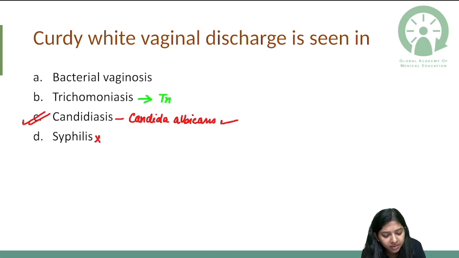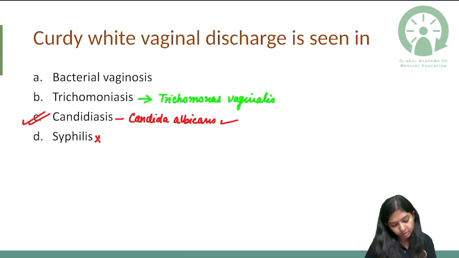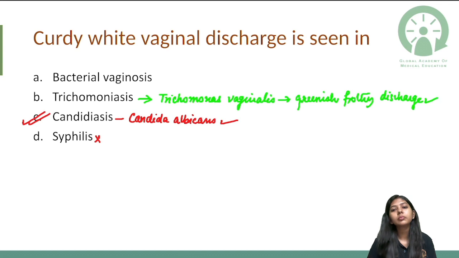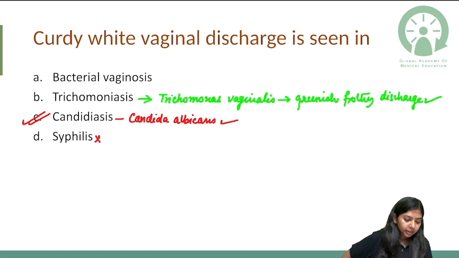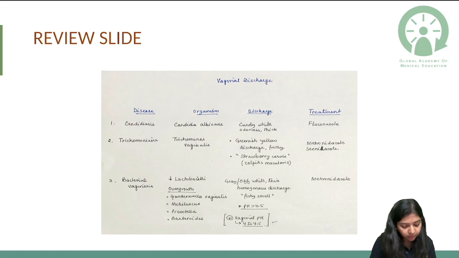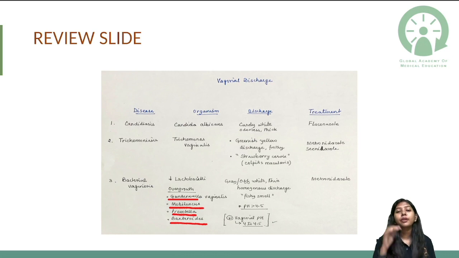Trichomoniasis is caused by Trichomonas vaginalis. You have a greenish frothy discharge here, okay? Right? And bacterial vaginosis is because of an imbalance in the commensal flora. If you have an overgrowth of Gardnerella, Mobiluncus, Prevotella and Bacteroides, and there is a decrease in lactobacilli, it leads to bacterial vaginosis. There is no inflammation here, hence it is called vaginosis and not vaginitis, right?